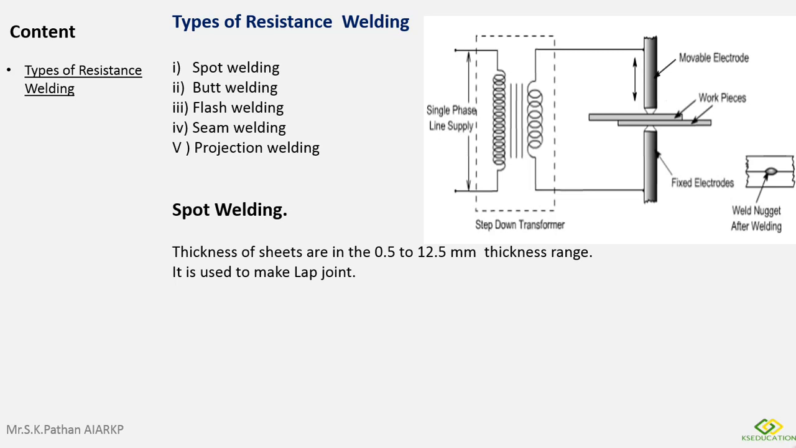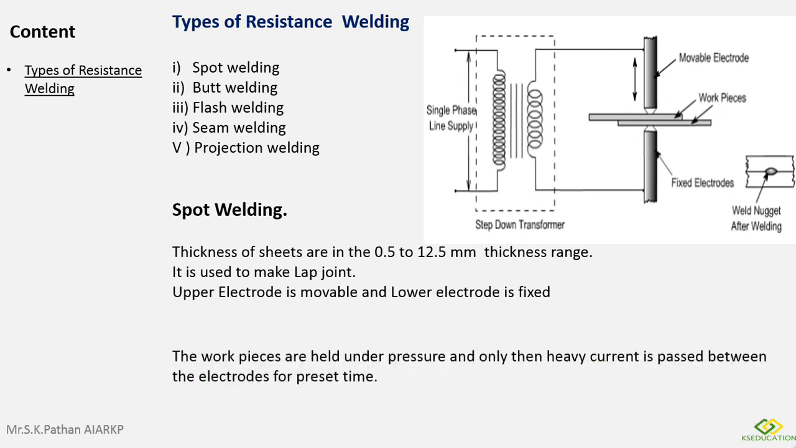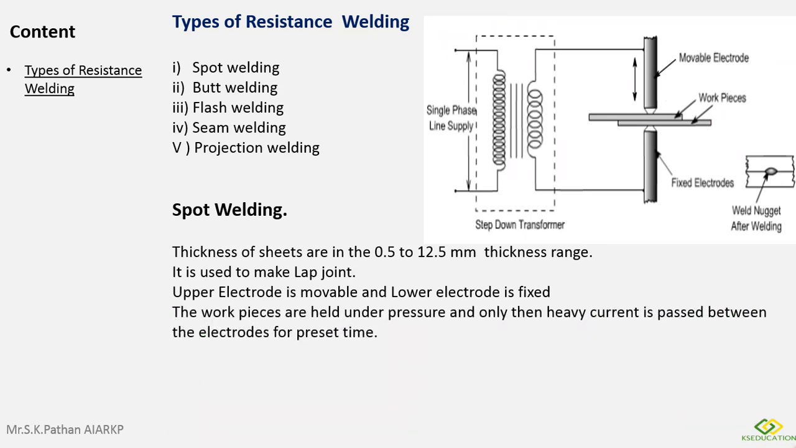It is used to make a lap joint. This is a lap joint actually. The upper electrode is movable and the lower electrode is fixed. The workpieces are held under pressure, and only then is heavy current passed between the electrodes for a preset time.